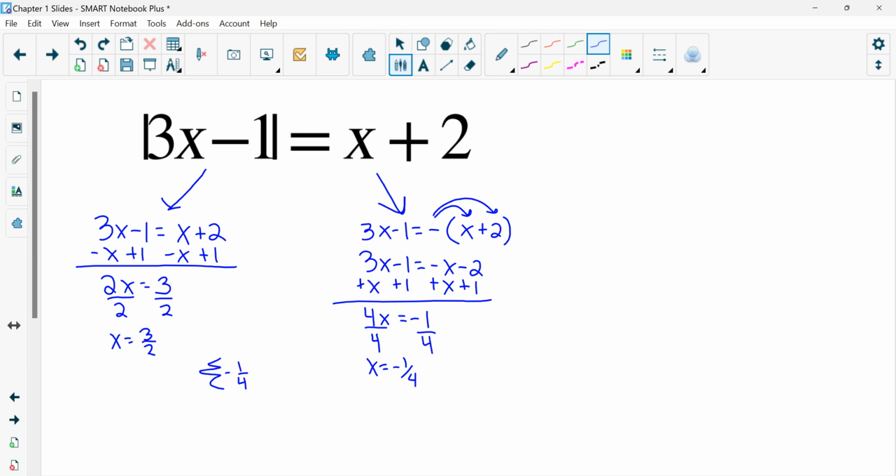So our two answers would be negative 1/4 and 3 halves. So again, always that same thing: right side positive, right side negative. If you have multiple terms on the right, like you have an x on the right, you're just taking the entire quantity, the negative of the entire quantity, and you would have to distribute that negative sign in. Right?